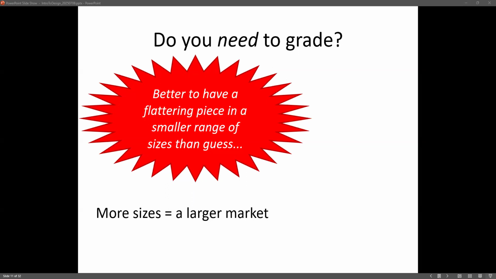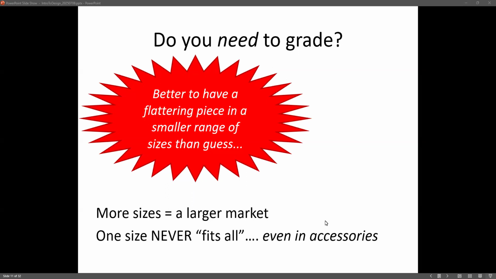So I will say this: if you're publishing, obviously having more sizes makes for a larger market. There are more people you can sell to, right? And I also feel really strongly about this. The expression "one size fits all" makes me twitch because it's just not true. It's okay to publish a hat pattern, for example, in one size. That's okay. But never, ever, certainly not within earshot of me, use the phrase "one size fits all," because it's not true.